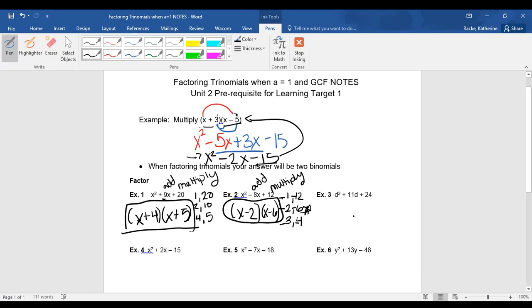All right, for example 3. Again, two numbers that multiply to give us 24, but add to give us 11. The two numbers that are going to work are 8 and 3. You can go down the list of what multiplies to give us 24: 1 and 24, 2 and 12, 3 and 8, 4 and 6, and see which one adds to give us 11, which is 8 and 3. So d plus 3 and d plus 8.